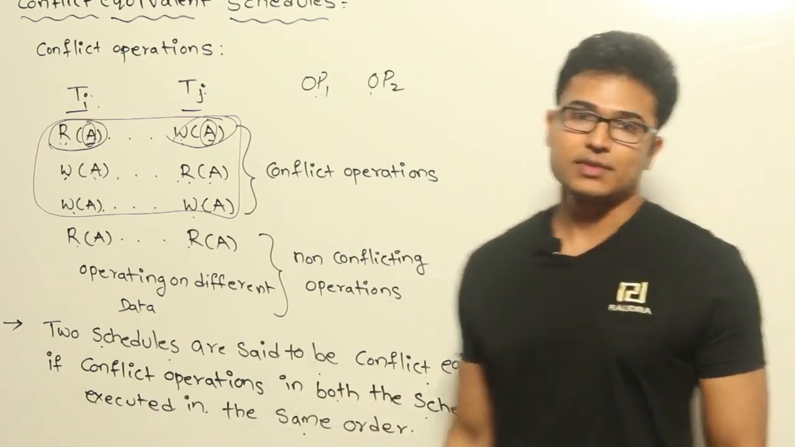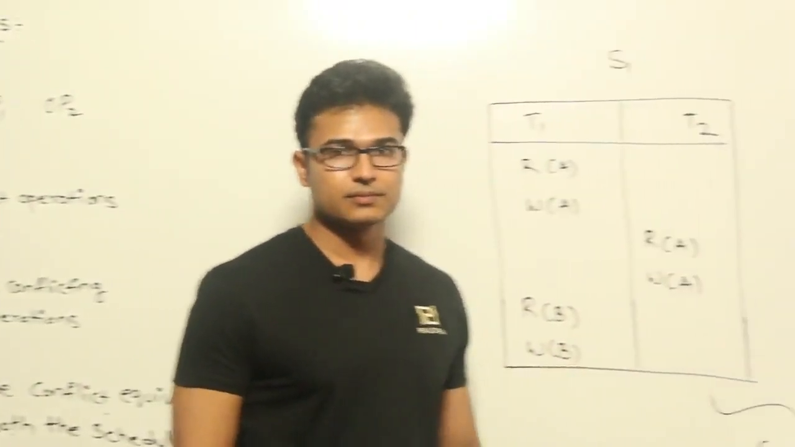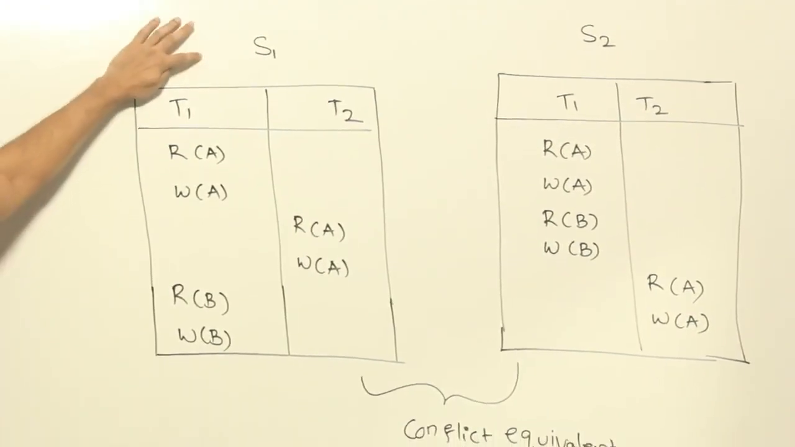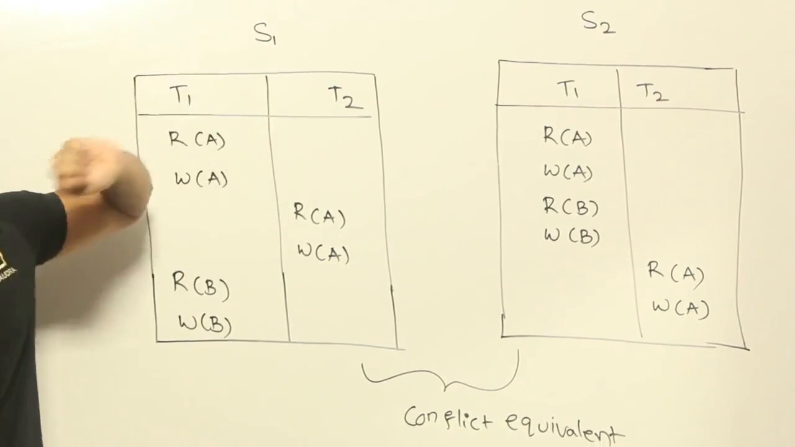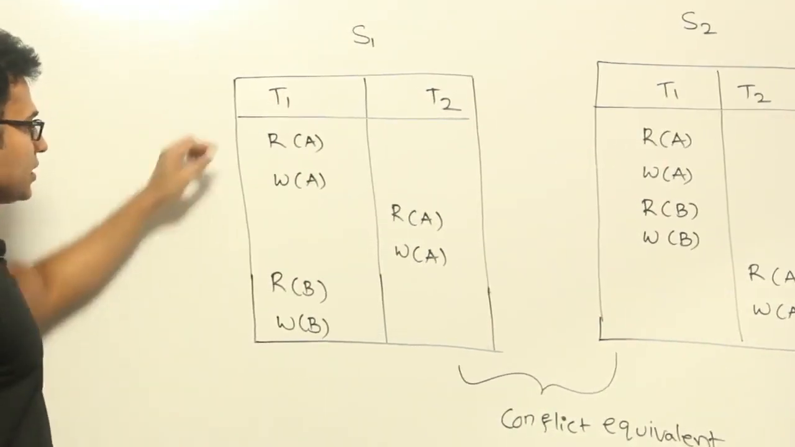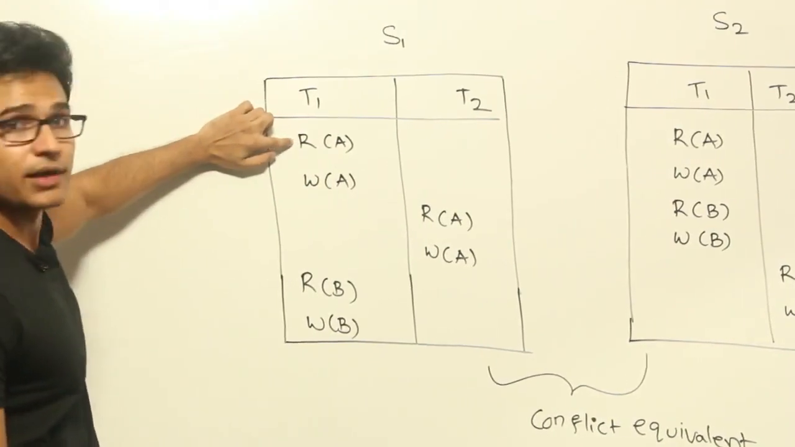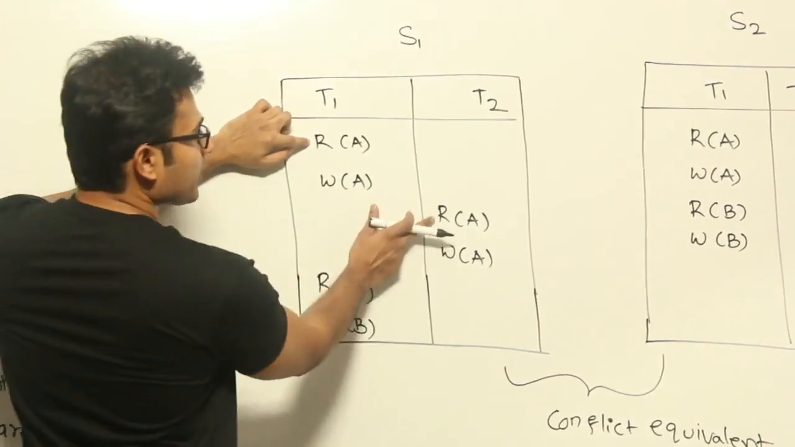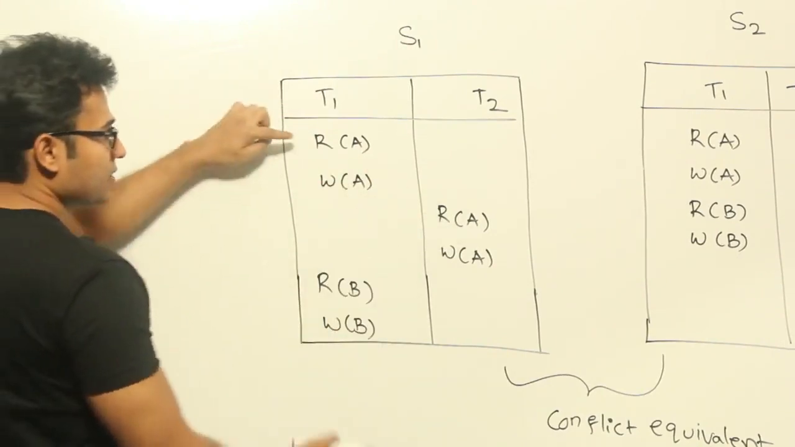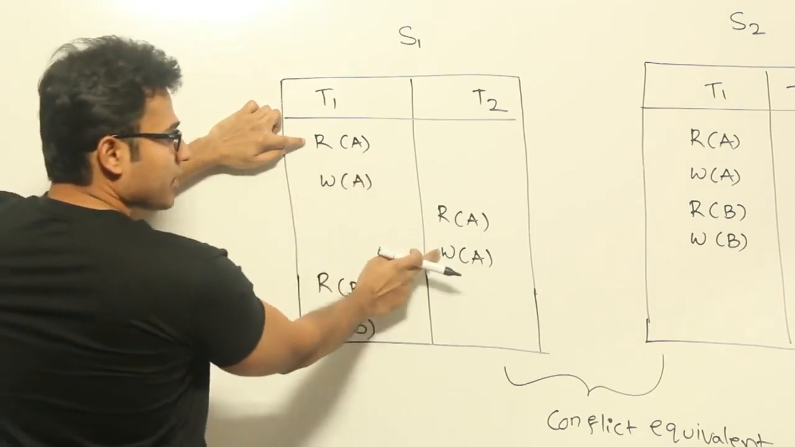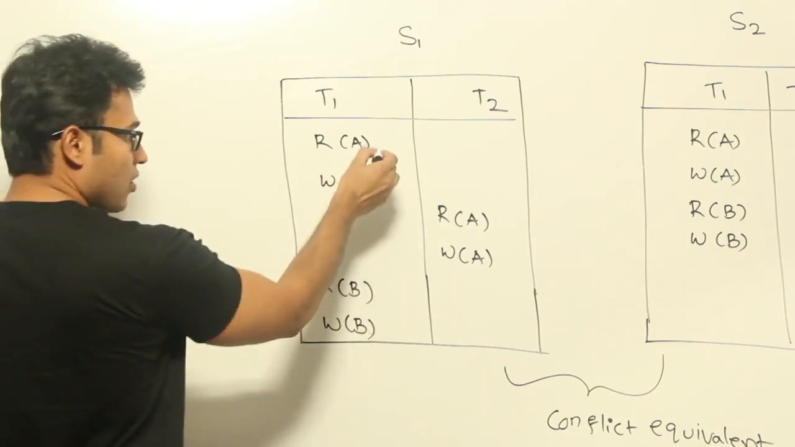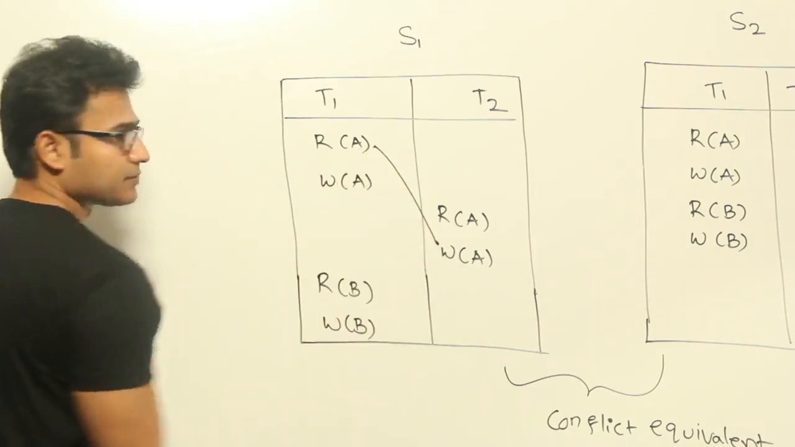Let's see this. Let us say there is a schedule which has two transactions, T1 and T2, and both of them have some operations. This one is operating on A and this one is also operating on A. Since both are reads, we don't have any conflict between them. And this one is operating on A and this one is operating on A, but since it is read-write, there is a conflict.